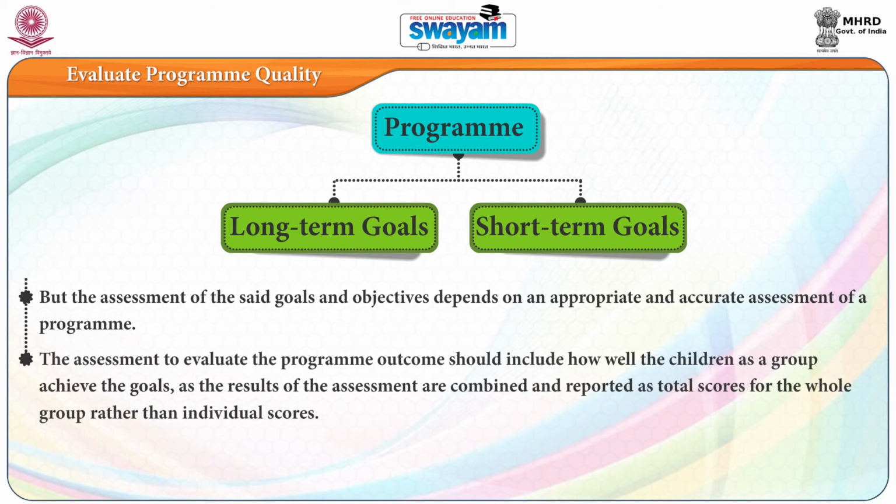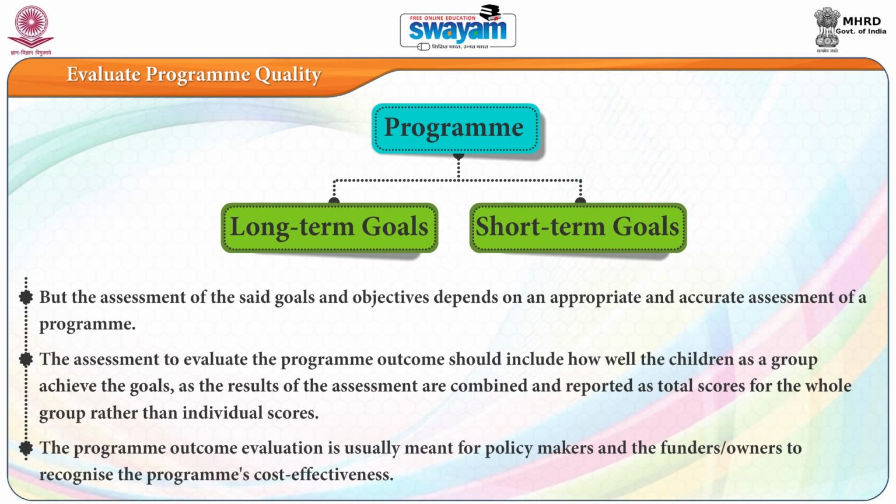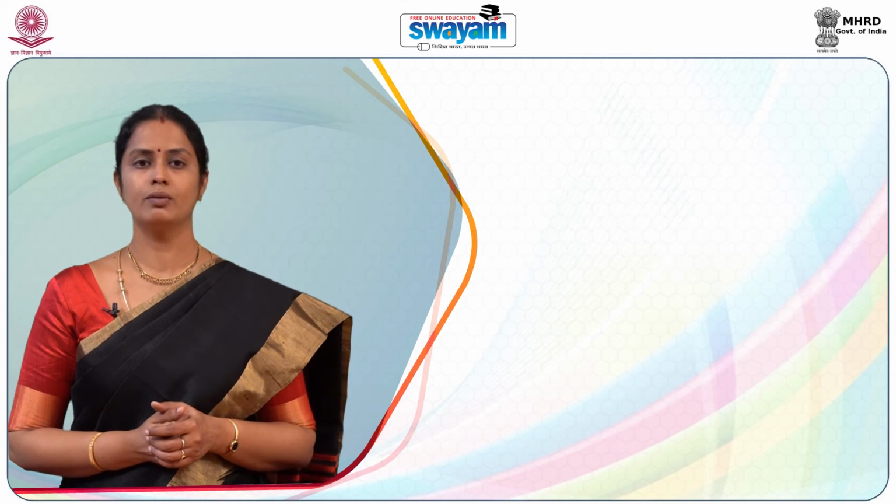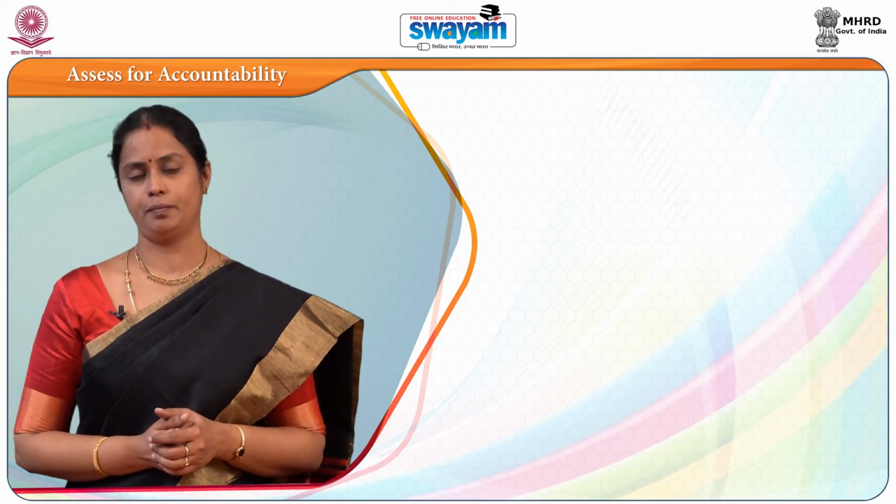The assessment to evaluate the program outcome should include how well the child, or the children as a group, achieve the goals. As a result, the assessments are combined and reported as total scores for the whole group rather than individual scores. The program outcome evaluation is usually meant for policy makers and the funders or the owners to recognize the program's cost effectiveness. The fourth purpose is to assess for accountability.